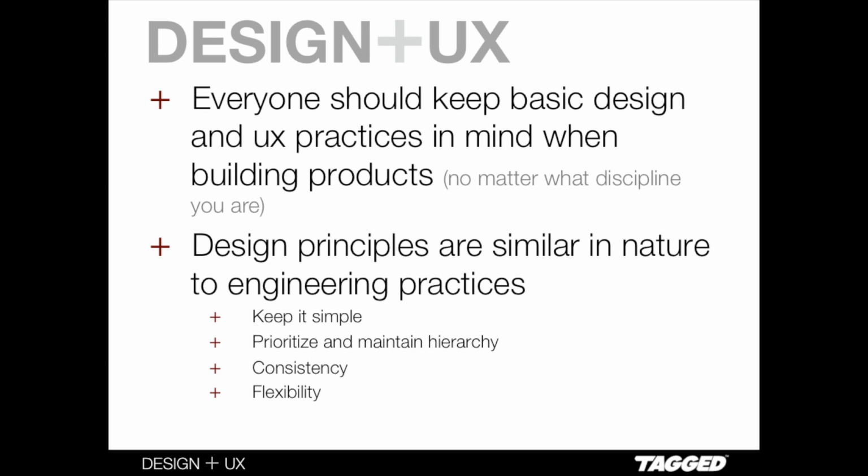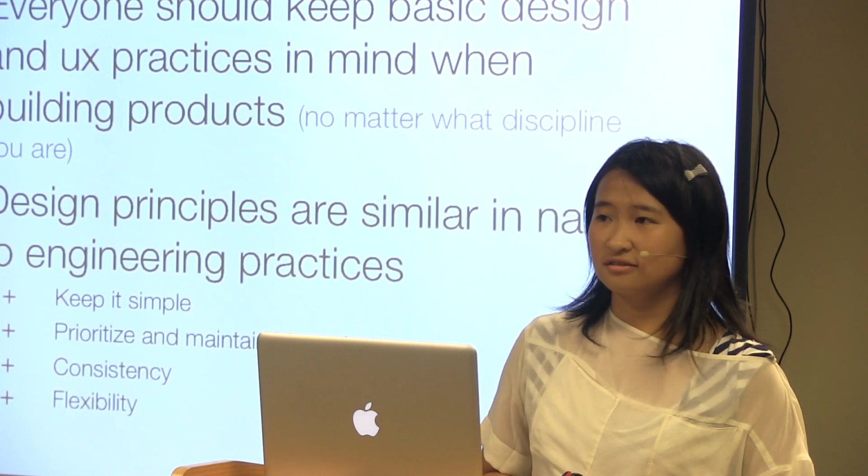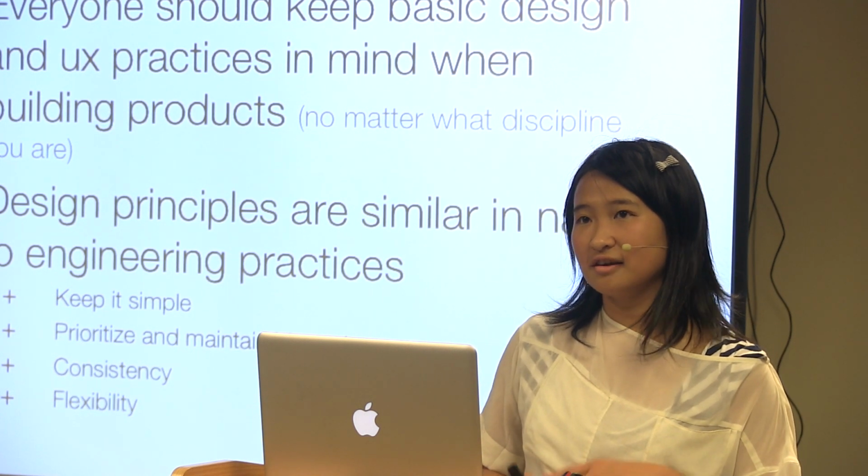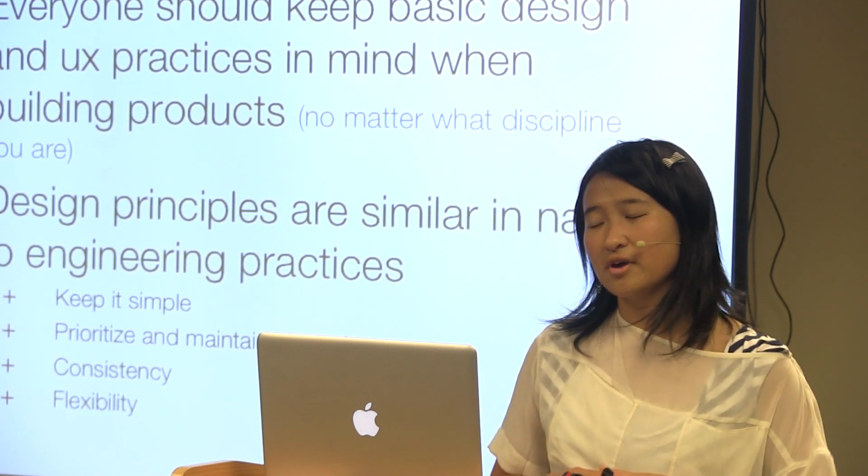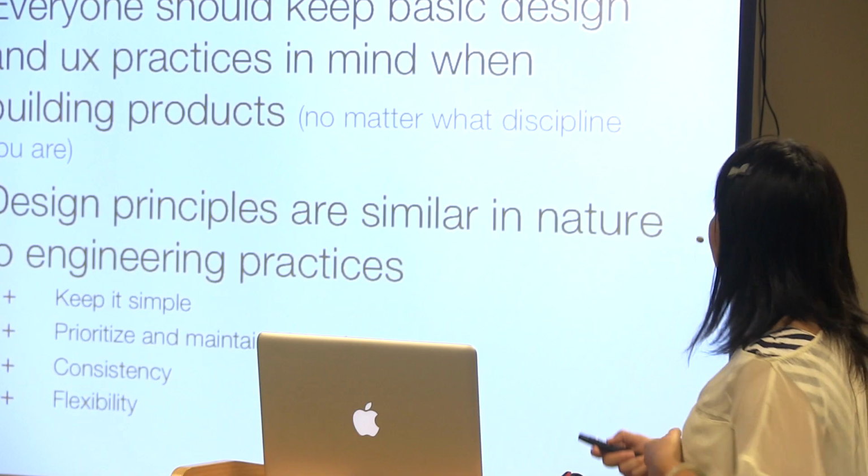So, backtracking. What I'm trying to say is a lot of the design principles that we think about today, both from the engineering perspective and from the product design perspective, are all kind of the same in the end. It's all about making sure that we have a product that in the end is really easy to use and is consistent, and we have some sort of prioritization and hierarchy within elements. And we're also able to keep in mind flexibility for things that we might need to think about that are either edge cases or scenarios that we haven't thought about from the very beginning.